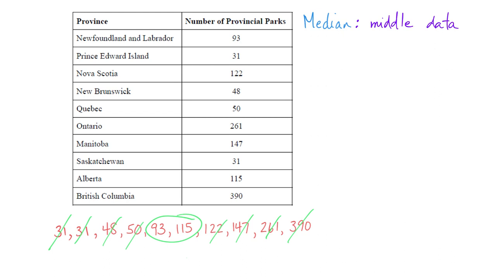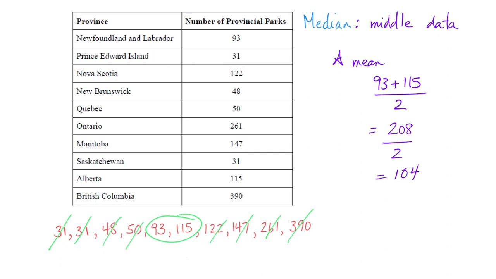If we are left with 2 pieces of data, then it is our job to find the mean of that data, which means we would have to find the sum and then divide by the number of data. And so we get 93 plus 115. That's going to give us a nice, neat number of 208. We need to divide that by 2, and so we get 104. That would be our median. Nice.